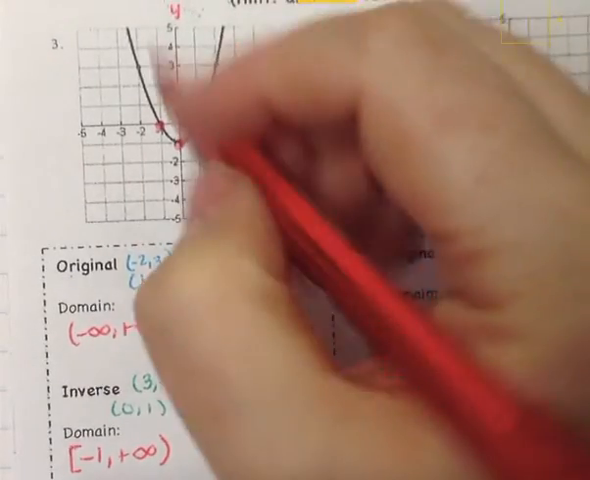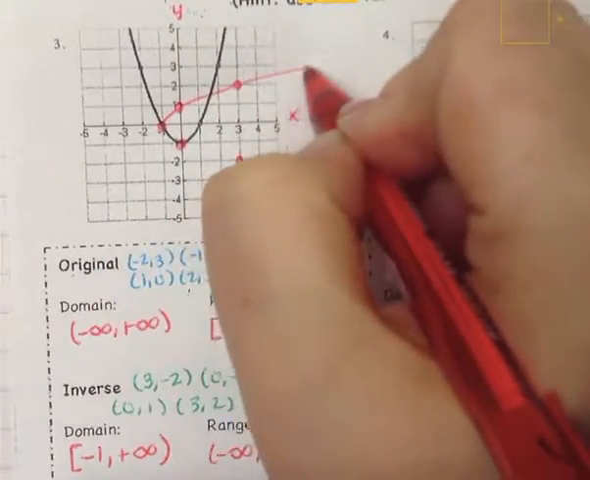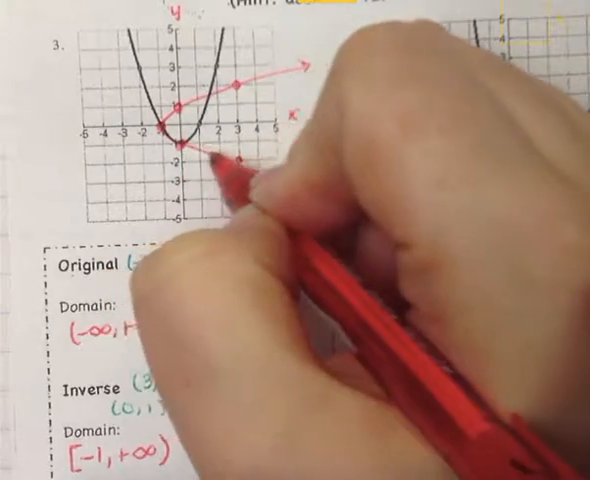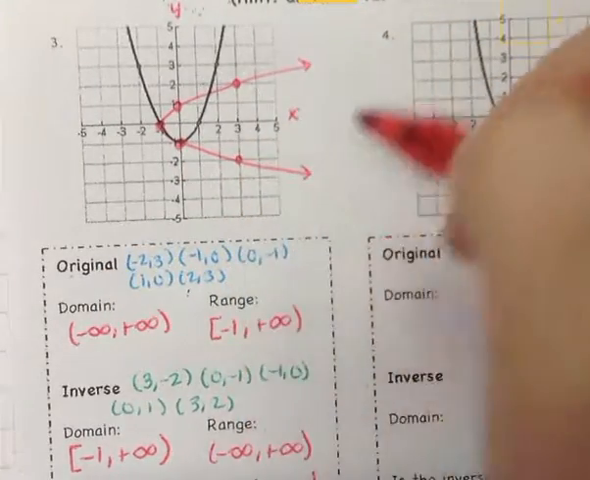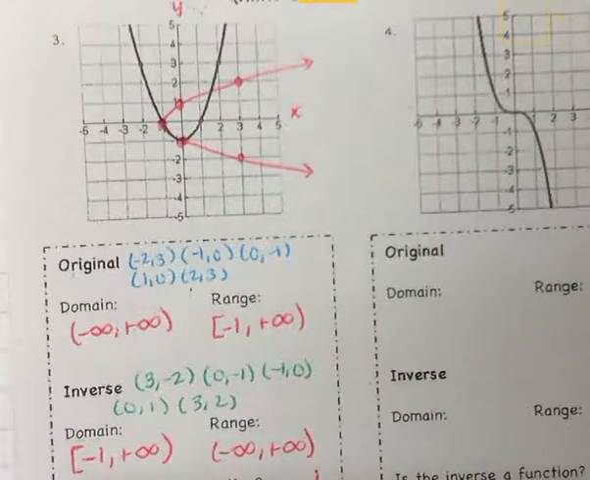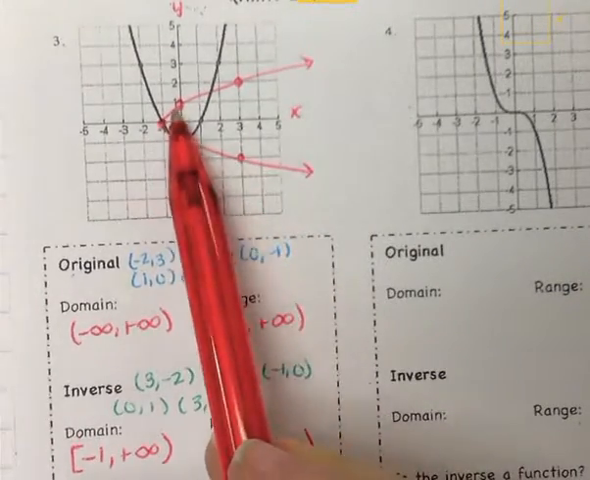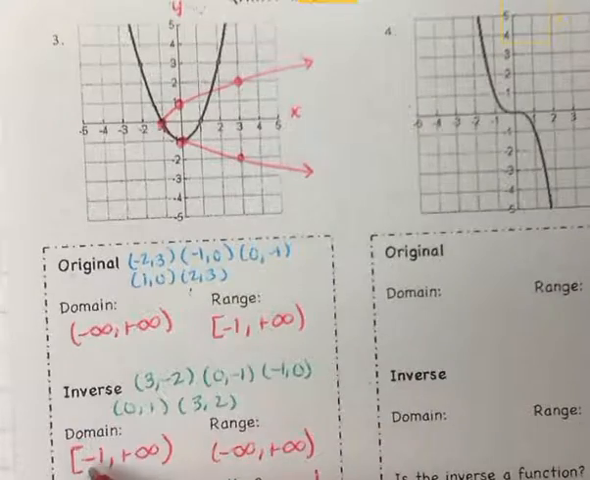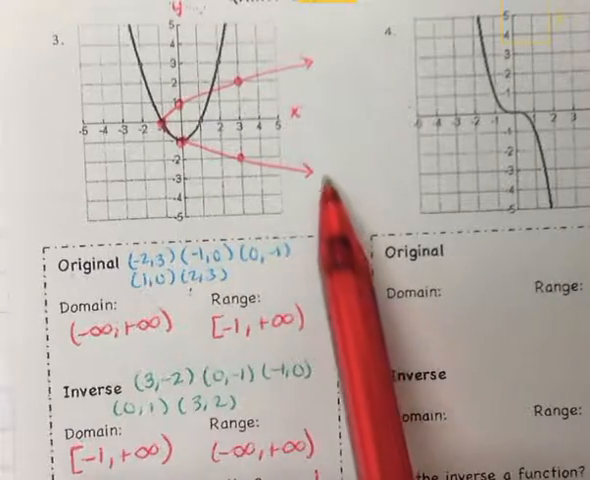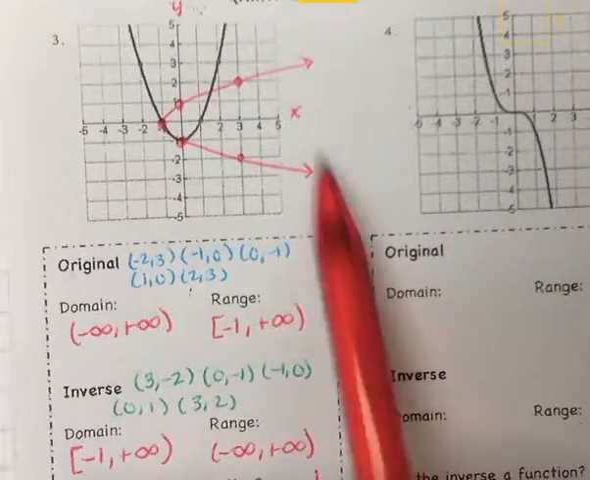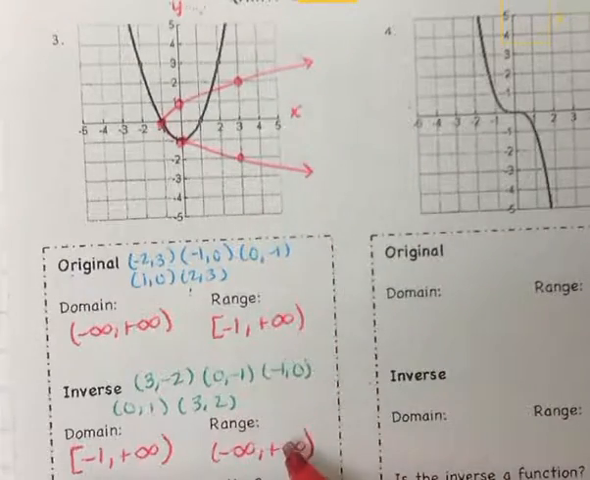So connecting these points, this is the inverse of that original quadratic. And we can see that the left value is -1, and it goes to the right forever. So -1 to +infinity. It goes down for the range, and it goes up for the range, so -infinity to +infinity.